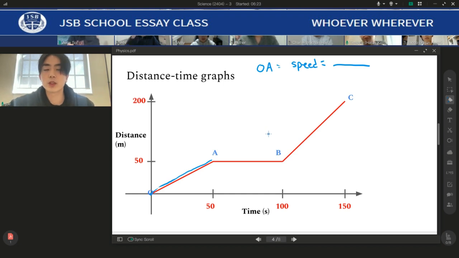Distance divided by time. Very good. So what is the distance and what is the time? 50. Good. So from O to A is 50, 50 divided by time. The time here is 50, right? So 50 divided by 50, that's simply 1, units meters per second. All right, so that's O to A.